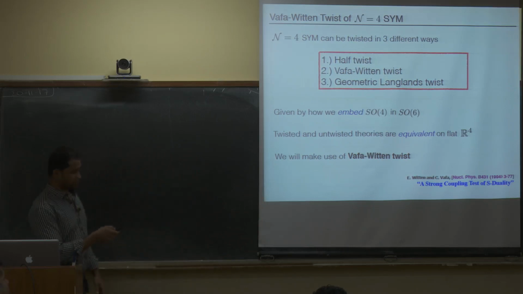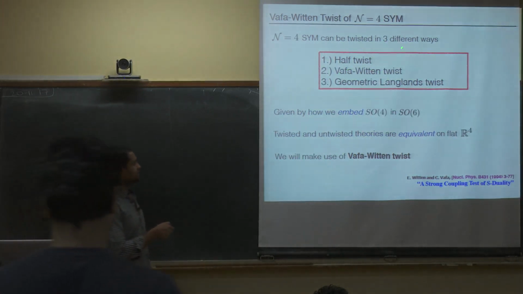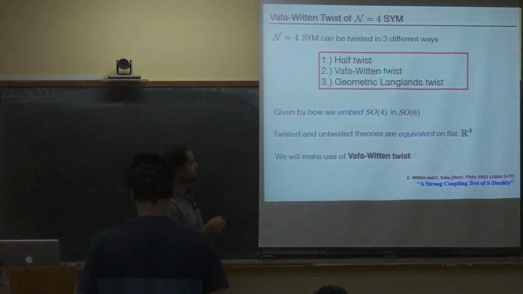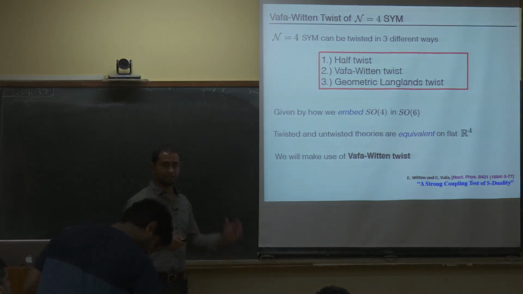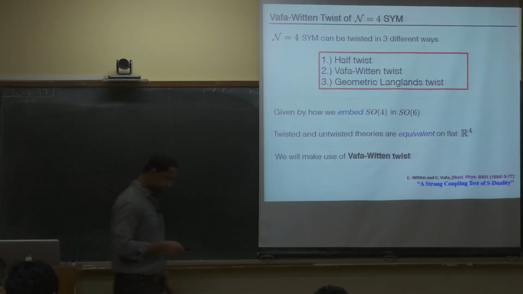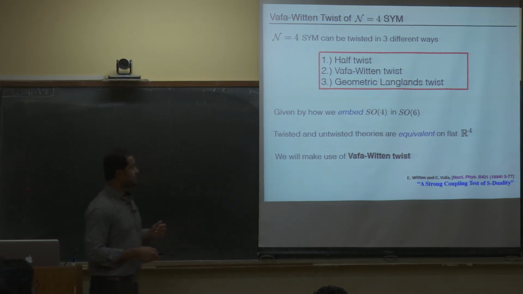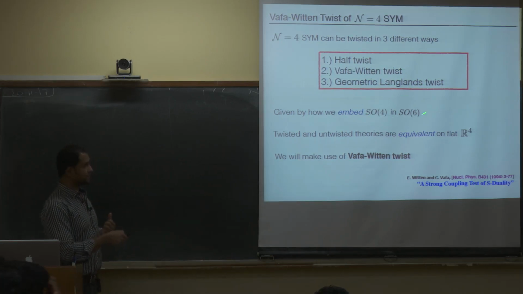N=4 super Yang-Mills can be twisted in 3 different ways. One is called the half twist, and the other is called the Vafa-Witten twist. This is a twist Vafa and Witten used in their famous S-duality paper. And the other is the geometric Langlands twist, also known as the Marcus twist. These choices are given by how we embed this SO(4) in SO(6).